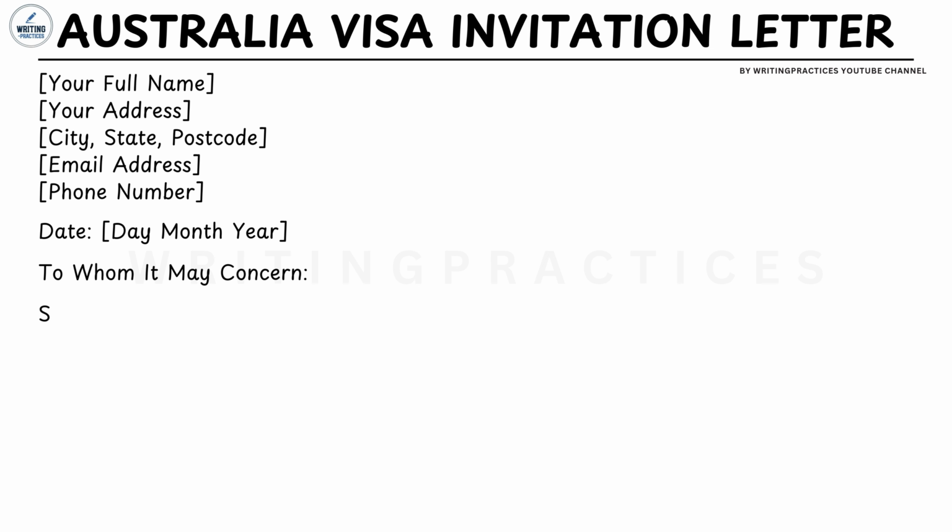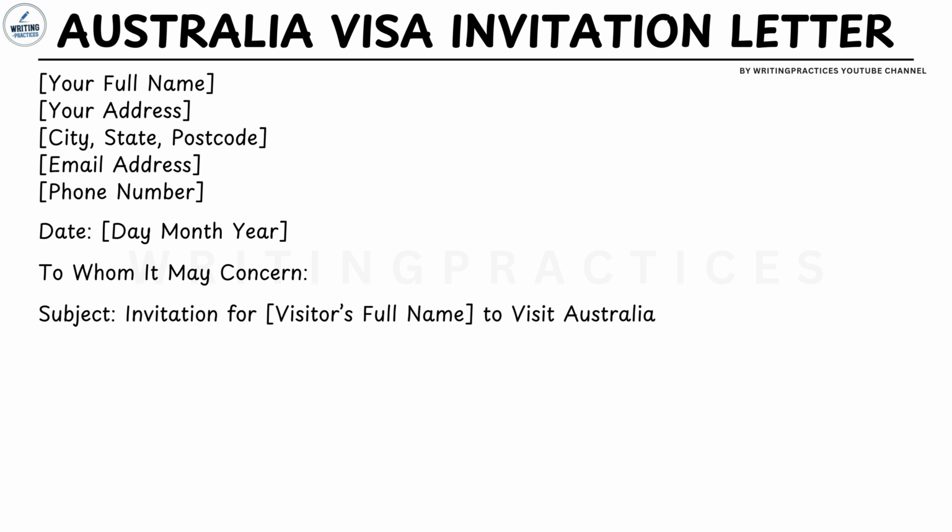4. Subject line. Clearly state the purpose of the letter in the subject line. This helps officials quickly understand the letter's intent. For example, subject: invitation for Jane Doe to visit Australia. 5. Opening greeting. Begin with a respectful greeting. Dear Sir or Madam.